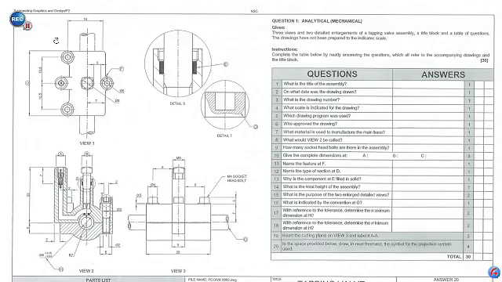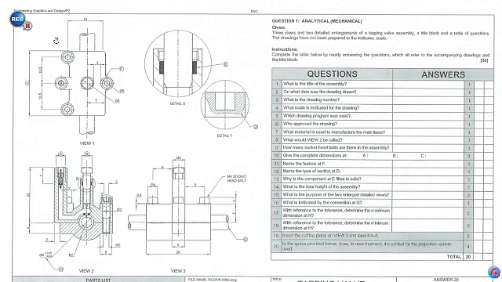Grade 12 learners, we are working through another analytical mechanical activity where 3 views and 2 detailed enlargements of a tapping valve assembly have been given, a title block and a table of questions. The drawing has not been prepared to the indicated scale as provided on the drawing, but you need to complete the table below by answering all the questions related.